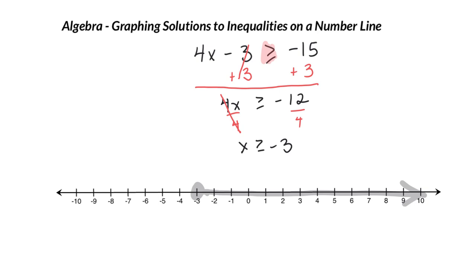So again, I always like to plug in 0. 4 times 0 minus 3 is negative 3, and that is greater than negative 15. So all of the numbers up here, any number plugged in, will make this a true statement. Let's do another.